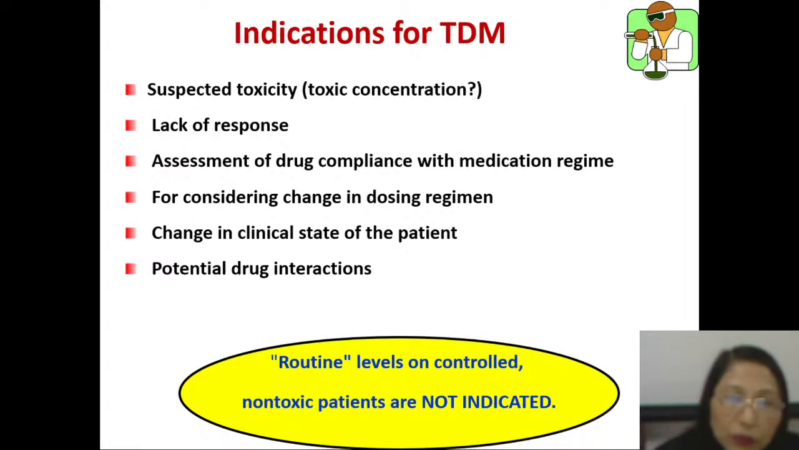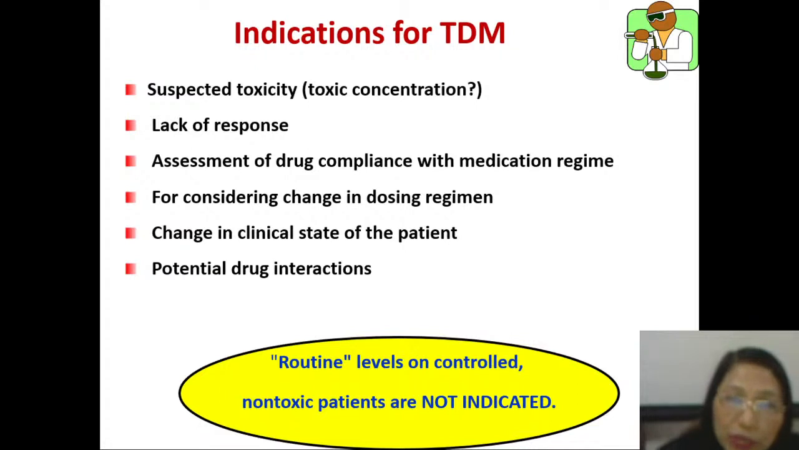So the indications of TDM are suspected toxicity. When you think that the drug has reached toxic concentration and you may need to reduce the dose. And sometimes there is lack of response, whether the drug is ineffective, whether the drug is not coming to the therapeutic range, or whether we need a change of drug. So for that we need to do a TDM. Particularly for anti-epileptic drugs, before changing to another drug, we may need to do a therapeutic drug monitoring.